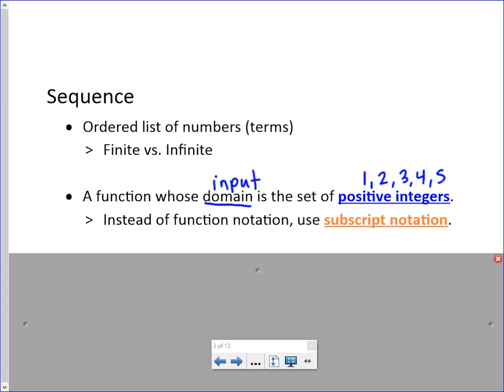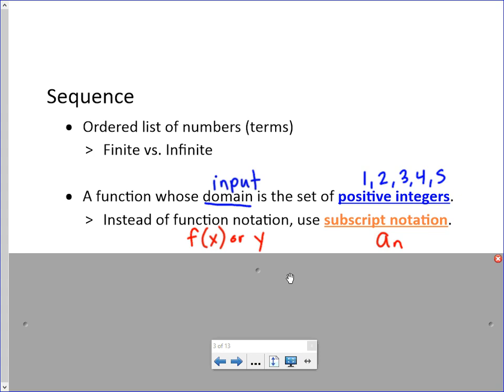Okay? Instead of function notation, so remember function notation is your f of x or what we might call y, we're going to use something called subscript notation. Do you remember these guys? A sub n. A sub n is just like f of x. Think about it in terms of a sequence. Where f of x is your output and x is your input, over here n is our input, a sub n is our output. And so a sub n is our f of x, n is our x.